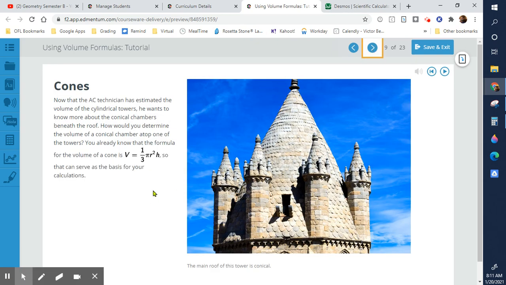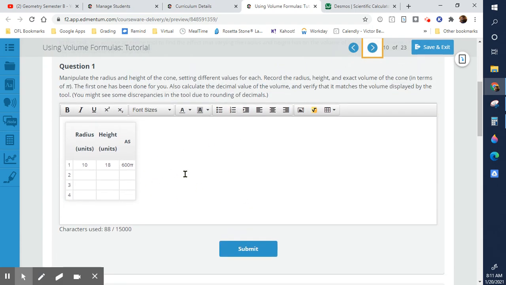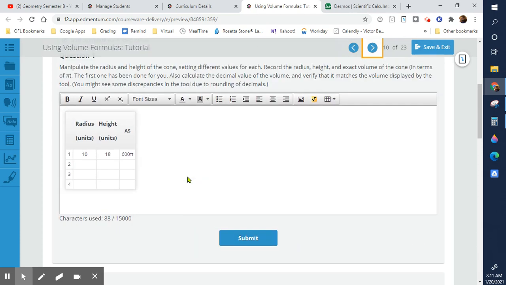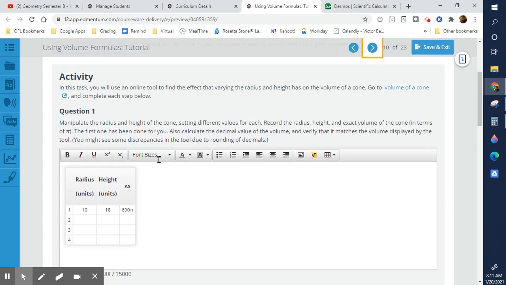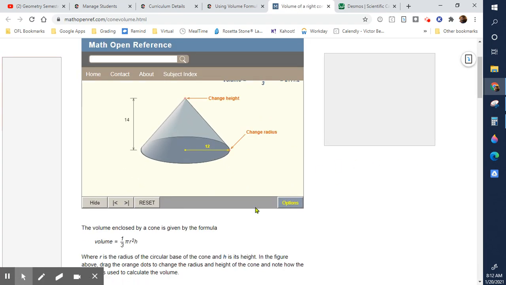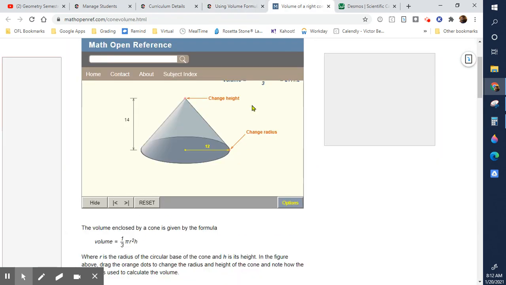Now we're going to deal with cones. As I mentioned, a cone is essentially the same thing as a cylinder. We're just going to divide by 3. In fact, this activity has us comparing them at some point. Here we're going to manipulate the height. First we have to open up this other page, and we see the cone. They gave us a number here.